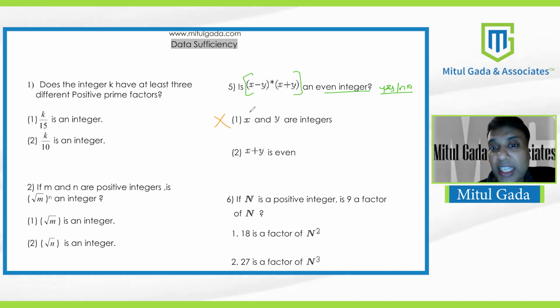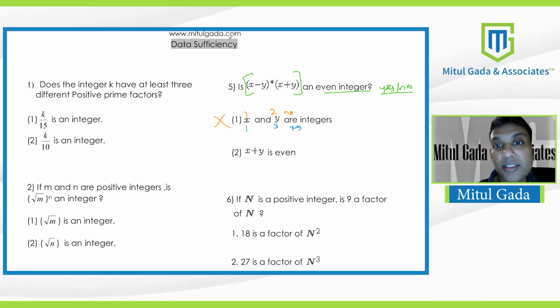For example, if I take, let's say, 1 and 2 for x and y, then I will have 3 into -1 or 3 into 1, whatever you take, which will be odd. But if I take, let's say, 1 and 3, or 3 and 1, then I'll get even. So this will be yes and this will be no. So statement 1 alone is insufficient.